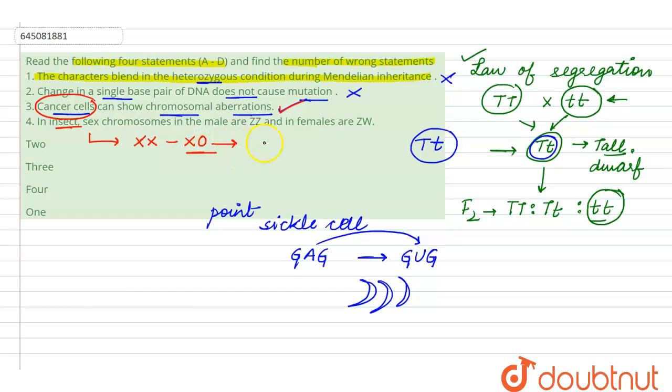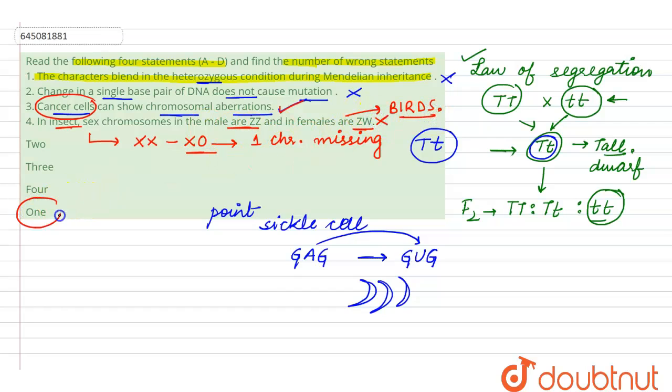While in insects the sex determination is done by XXX0 type, that means the males are having one chromosome less than the females, the inheritance pattern which is written here, males are ZZ and females are ZW, is seen in the case of birds and not insects. So this statement is also wrong.